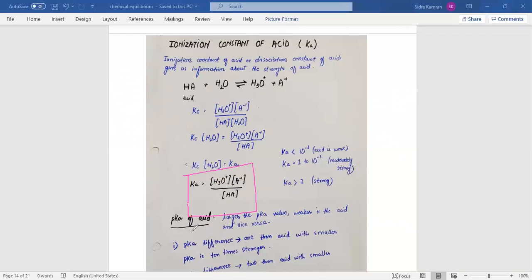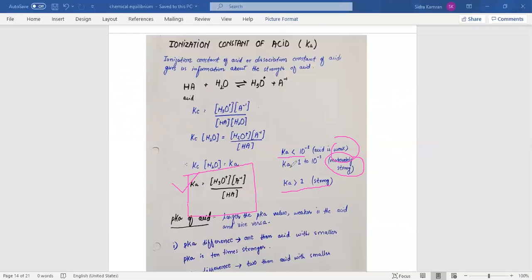The value of Ka of an acid gives us information about the extent to which an acid can ionize. If the value of Ka is greater, then the strength of the acid is greater, which means the acid is strong. If the value of Ka is small, then the strength of the acid is lesser, which means the acid is weaker. Here you can see, if Ka is less than 10 raised to the power minus 3, then the acid is weak. If Ka is equal to 1 to 10 raised to the power minus 3, then the acid is moderately strong. If the Ka value is greater than 1, then the acid is strong.